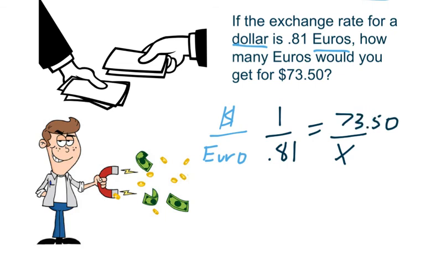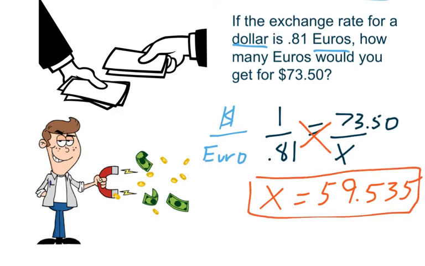Now this one we can't use equivalent fractions for, or at least not very easily. So we're just going to use cross products. So cross multiply, and yes, you can use a calculator for this one. And when we multiply, we get about 59.535 equals 1x. So that's our exchange rate. The dollar is every 0.81 euros, so if we had $73.50, we would have a little over 59 euros.